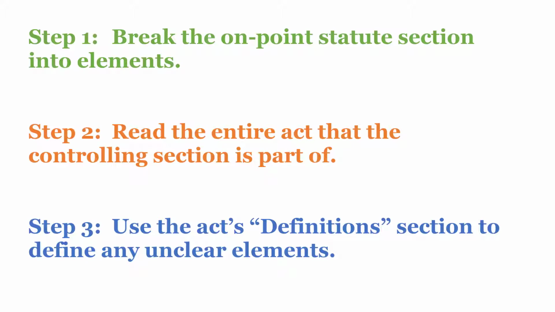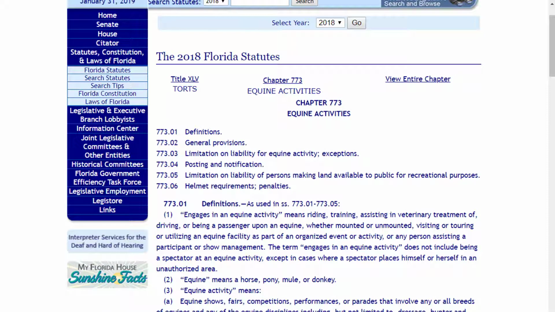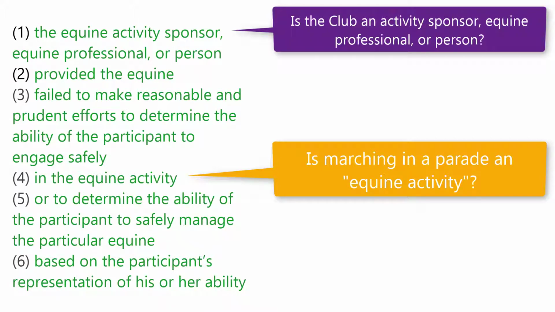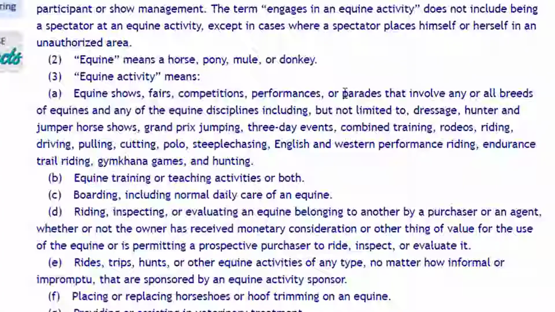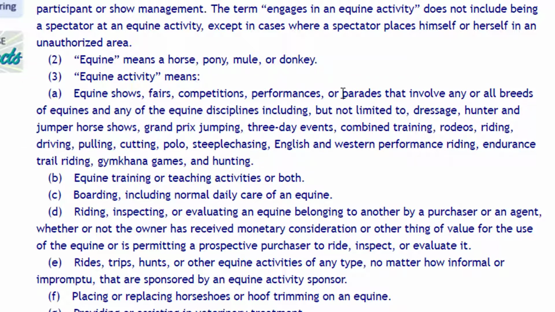which we could do because we did step 2 and we got the big picture of things. So because we did that, now we know where the definition section is. And as we compare our elements to what's here in the definition section, equine activity is defined here, and it directly expressly includes parades. Okay, so that means that the Hillsborough Equine Club could be held liable because this one element is met. Of course, all of them have to be met, but this definition section takes care of that.